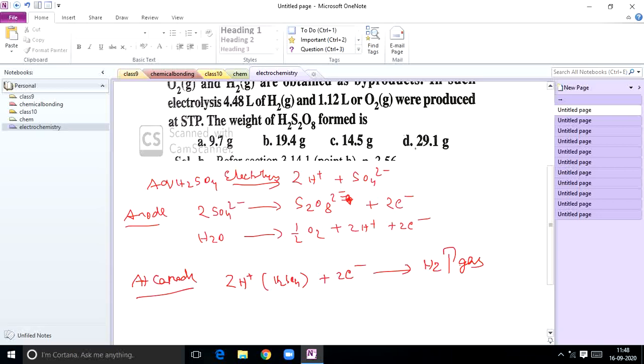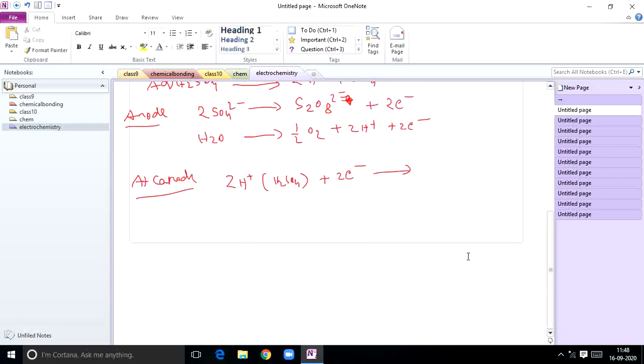This is a special case. According to that equation, 2H2SO4 gives rise to H2S2O8 plus 2H+ plus 2 electrons. Since one reaction takes place at cathode and two reactions take place at anode, therefore the equivalents of hydrogen produced at cathode should be equal to equivalents of oxygen gas produced at anode plus equivalents of H2S2O8 formed. So here we are applying the law of equivalence.